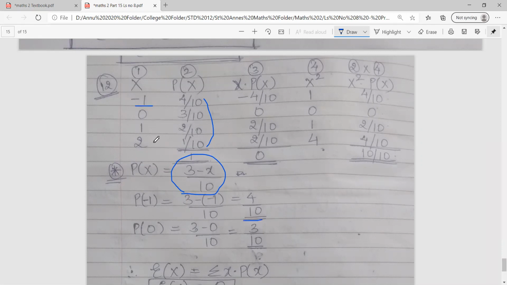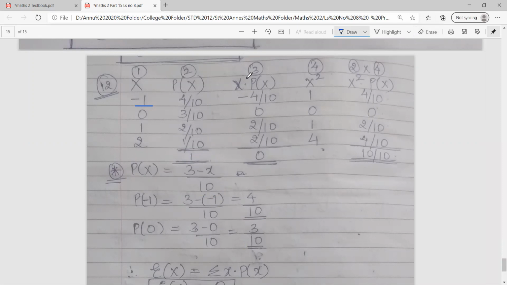Now put the value as 0. So 3 minus 0 upon 10, you get 3 upon 10. Similarly, 3 minus 1 upon 10, you get 2 upon 10. 3 minus 2 upon 10, you get 1 upon 10. So the total should come 1.